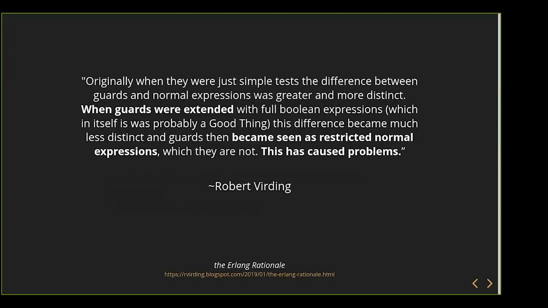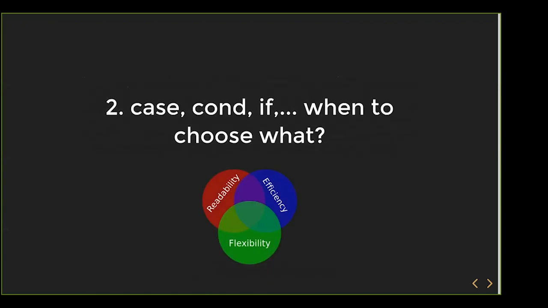Now, Robert himself talks in the Erlang rationale that he wrote about this problem as well. When guards were extended to be able to make these more complex guards using Boolean expressions, then rather than being treated as this tiny bit of extra sprinkle on top of pattern matching, many people came to see them as restricted normal expressions. And this creates this bit of friction. And that's something we will investigate further in the rest of this presentation. It leads us immediately to our next topic.